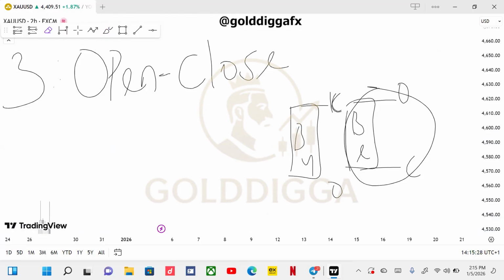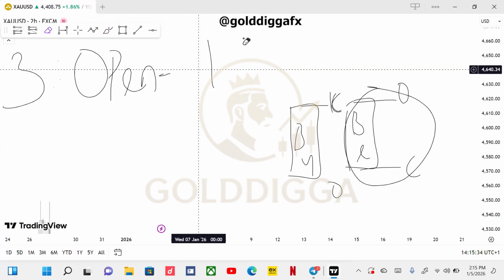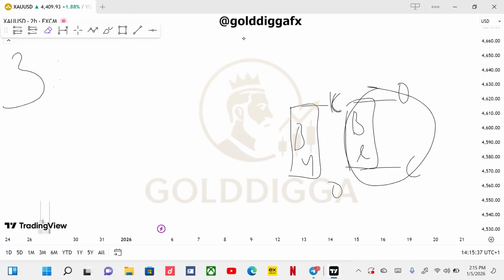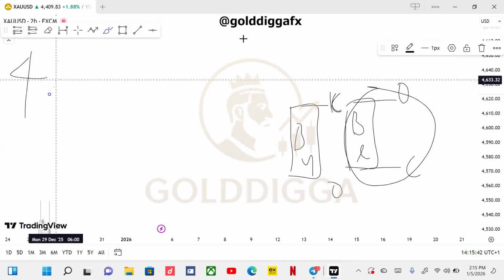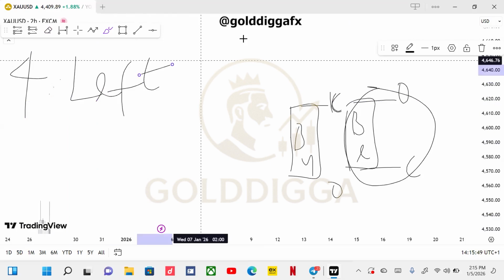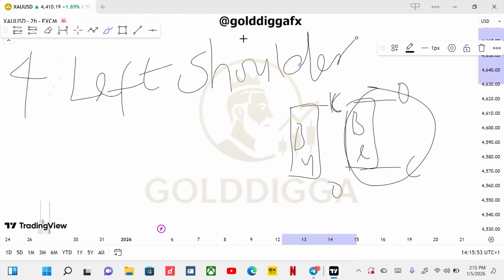Then we move on to the fourth type, right? So let's go to the fourth type of SNR we have in Malaysian SNR. The fourth type of SNR we have is the left shoulder. So how do we know this left shoulder, right? Let's look at this.